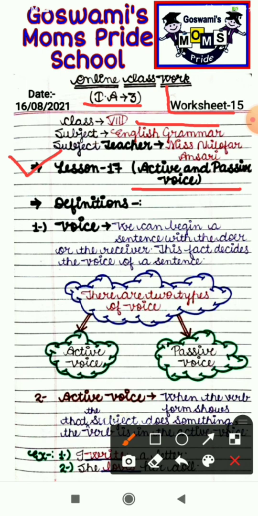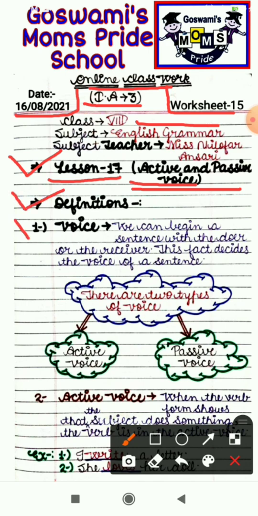Like always, before starting the work, you all have to mention today's date in your copies, that is 16 August 2021. With this you have to mention online classwork, and lesson 17 with the topic active and passive voice. Now let's see the definitions.